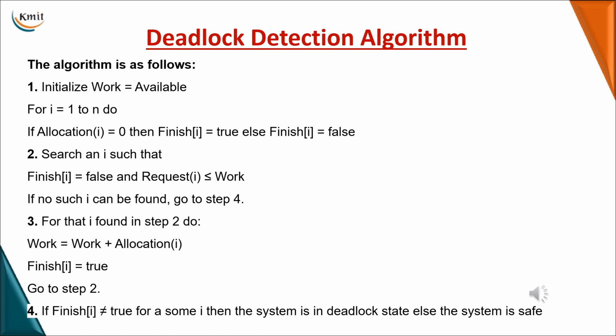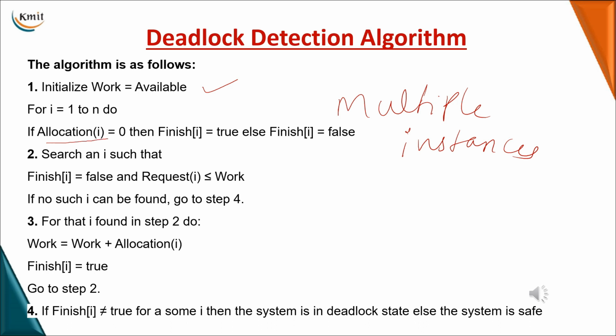Now when you have multiple instances, we use an algorithm which is nothing but the deadlock detection algorithm. And the first two steps are the same. You initialize your work equal to available, right? And finish of I. Here the only change is you check your allocation matrix, and if any of the allocation value is equal to 0, then the finish of I value will be true. Otherwise, you initialize all your finish of I equal to false.